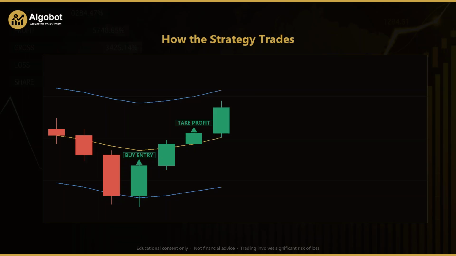That is an overextension to the downside. But the strategy does not act on that stretch alone, because the market may still be extending, and it does not want to step in front of a bar that is still falling. Instead, it waits for the reclaim.